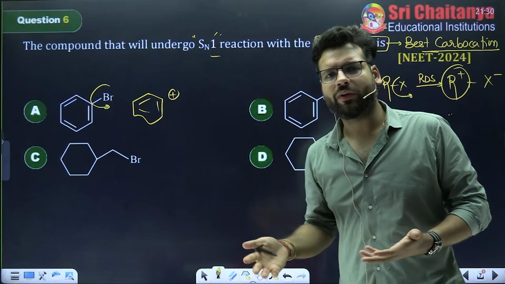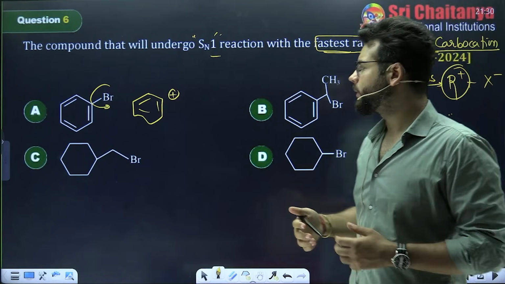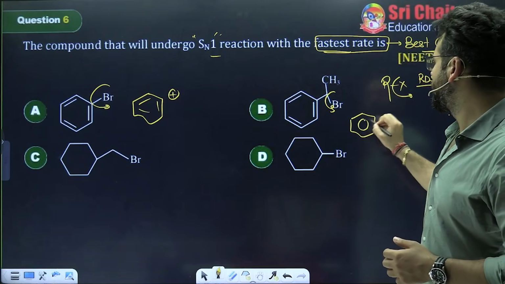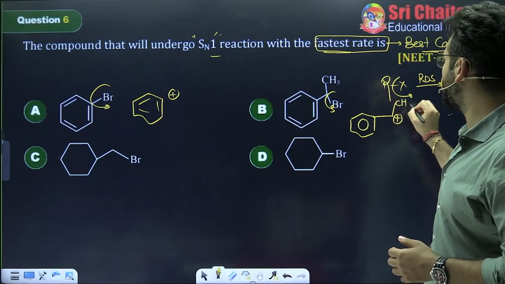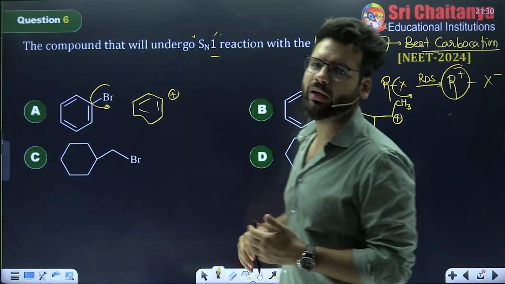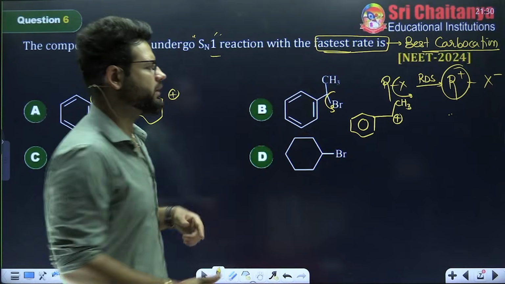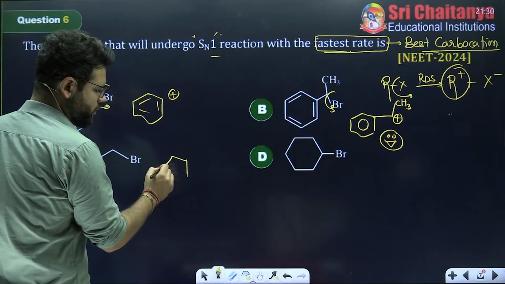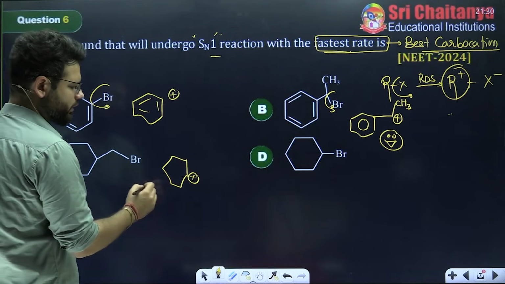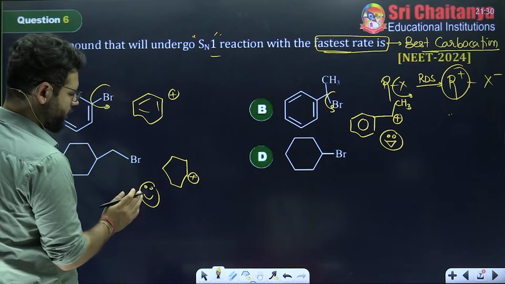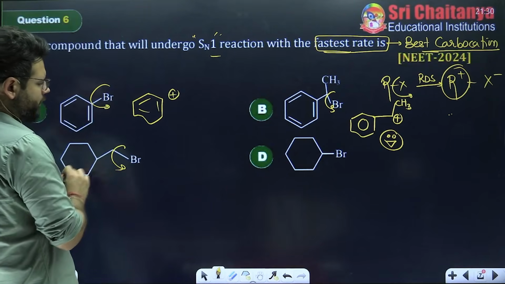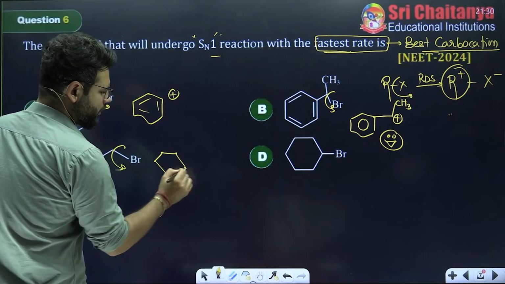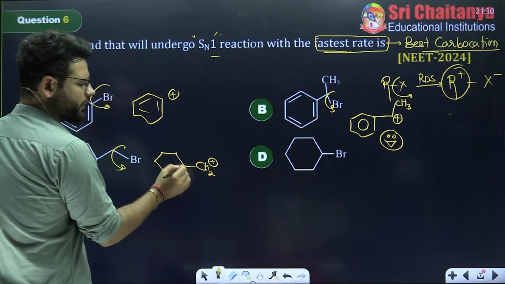So if I look at it, this is a very poor carbocation. A phenyl carbocation, we know, is very, very unstable. It's on a highly electronegative, doubly bonded carbon, which would never want to keep a positive charge. Next one looks like a very good carbocation, a benzylic carbocation, which has 3 hyperconjugations present and a benzene ring helping it in resonance. It's a benzyl carbocation, which is very, very stable.